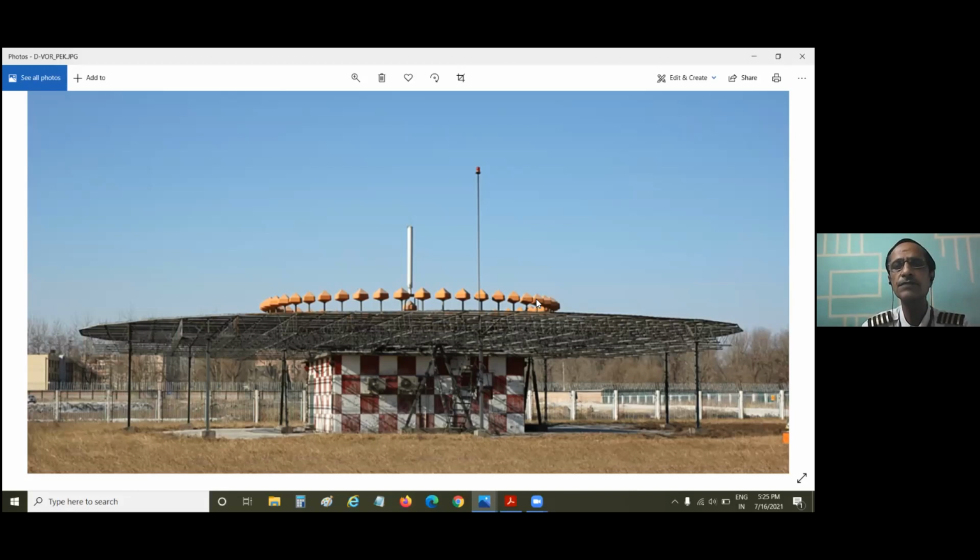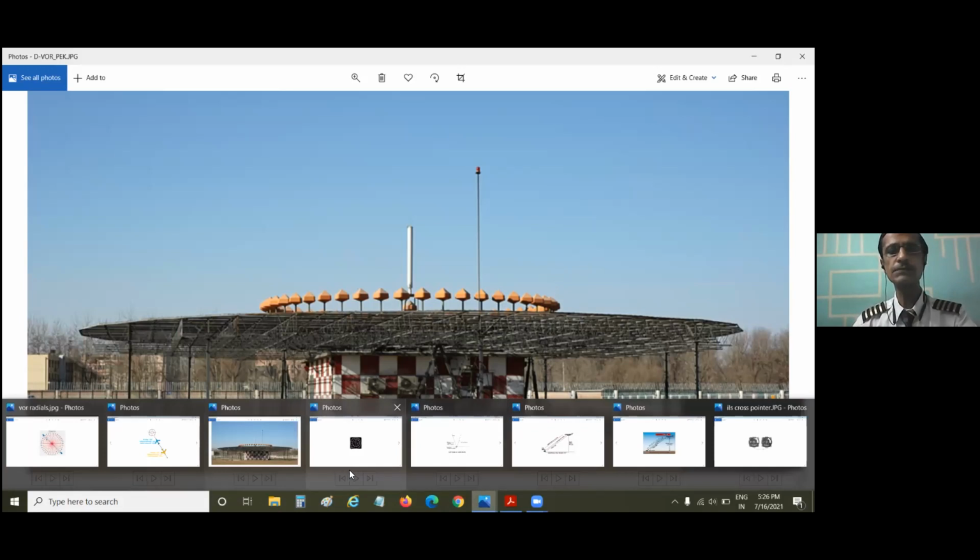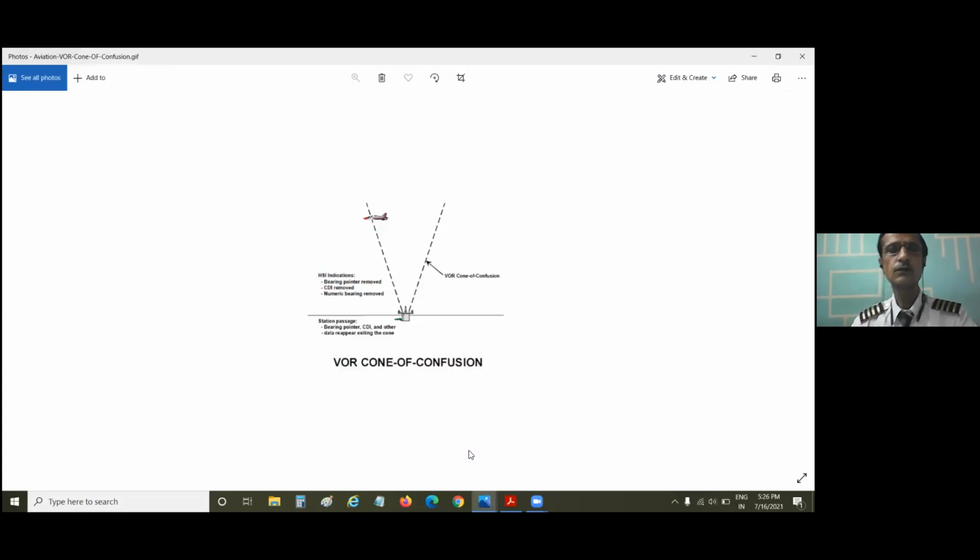The transmission will leave these antennas, and the general pattern which will be formed will be something like a cone-shaped transmission. Okay, see, something like this. This was the central antenna.